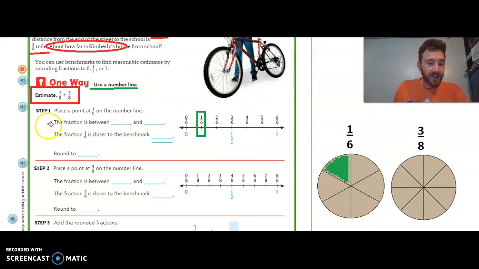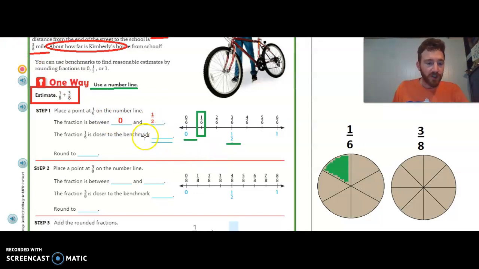If we think about this, it says place 1/6 on a number line. The fraction is between what two benchmarks? Well, we're between 0 here, and the other benchmark will be 1/2. Okay, so that's the two benchmarks we're going to be thinking of, and then we'll just determine which one it's going to be closer to. So we're going to say our fraction is between 0 and the other one it would be between would be 1/2. So we're between 0 and 1/2.